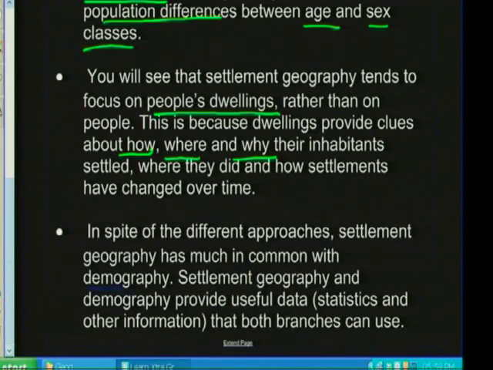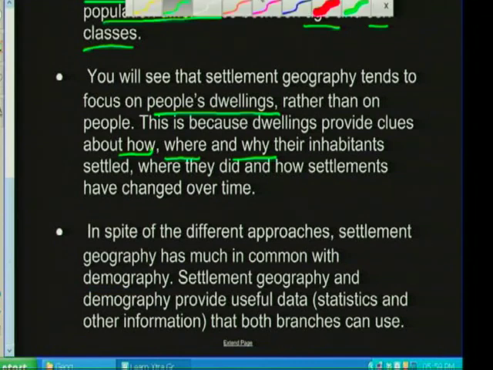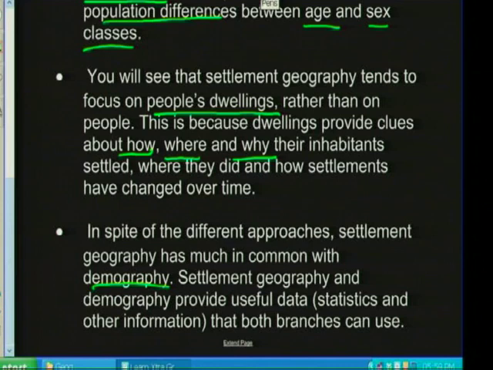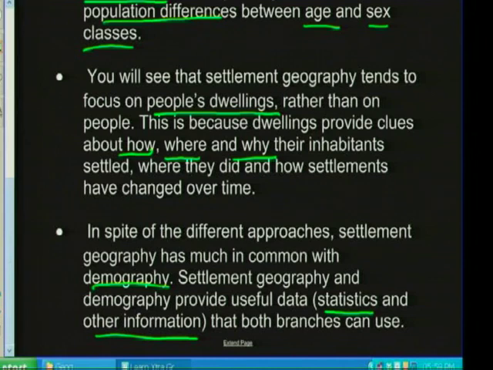The best examples to look at are South African examples, where we clearly understand the legacies of which policies determined how, where, and why people live. In spite of the different approaches, settlement geography has much in common with demography. Settlement geography and demography provide useful data, for example, statistics and other information that both branches can use. So, settlement geography provides a framework in which we can understand how populations across different parts of the world are spread. More importantly, how populations in a South African context are spread.